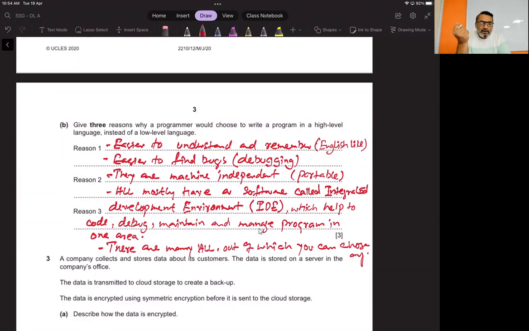Okay, and there is a software called integrated development environment, in which you can edit, write, debug, compile, maintain, run, whatever. You can do anything with it. Okay? So these facilities are not available with assembly language or low-level languages.